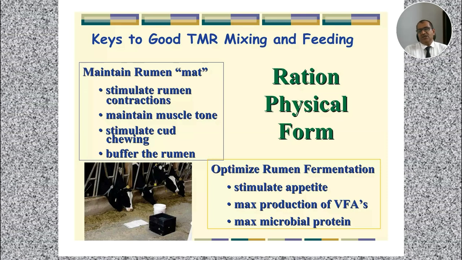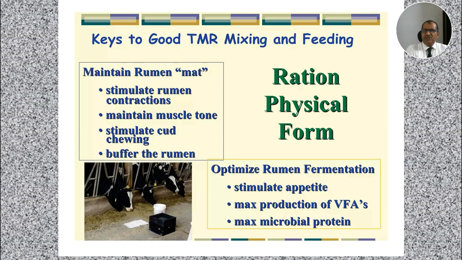So always the fixed ration should maintain a rumen mat. Mat means a layer of feed which stimulates rumen contractions, maintains muscle tone and stimulates cud chewing. It also buffers the rumen. That is, the rumen mat has to be maintained. Then the ration physical form optimizes rumen fermentation, stimulates appetite, and gives maximum production of volatile fatty acids and also microbial protein.